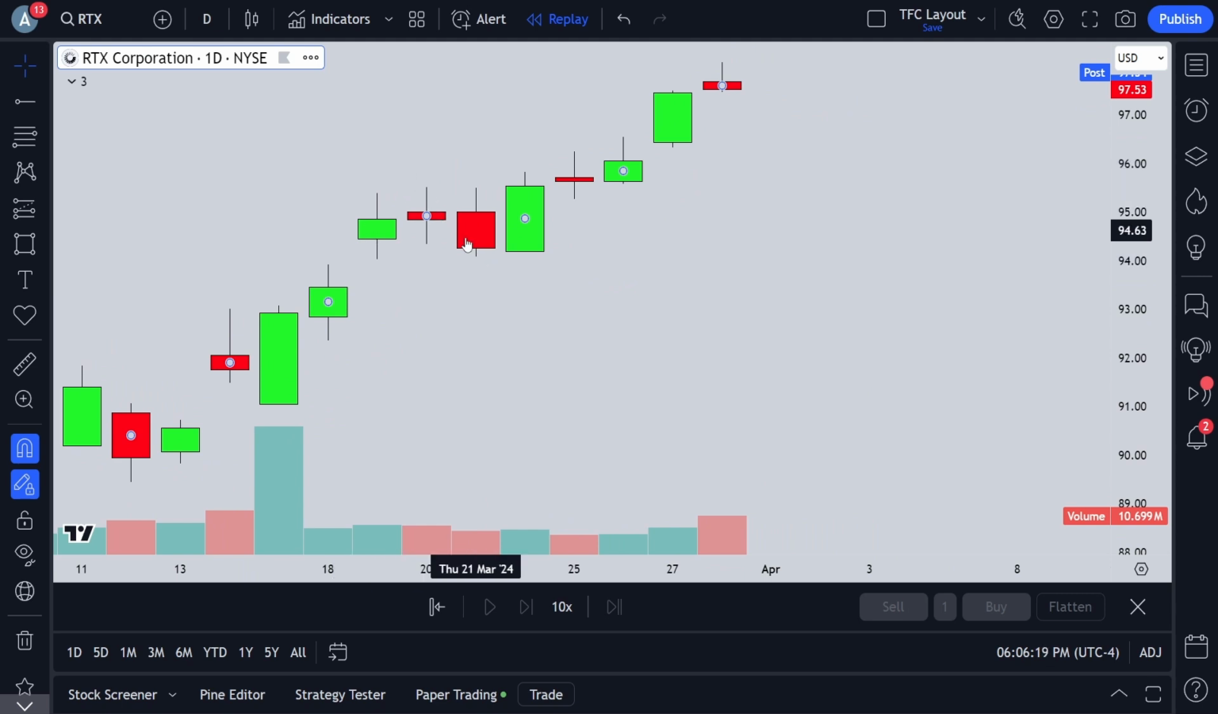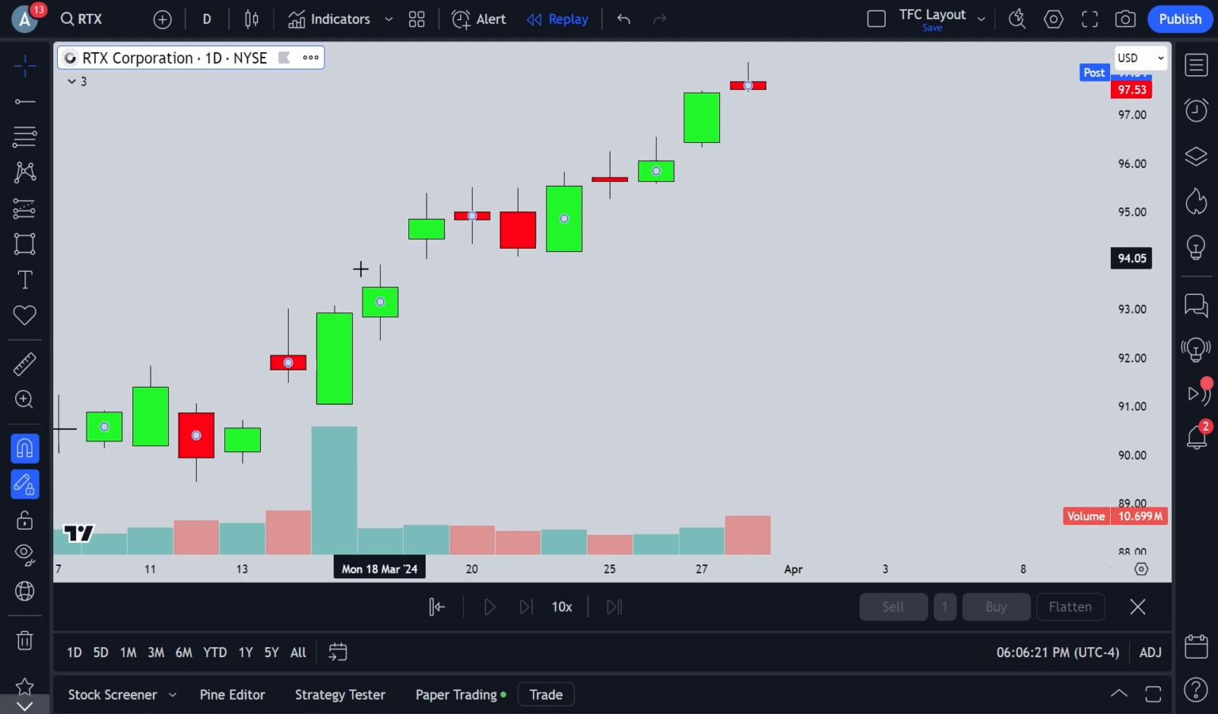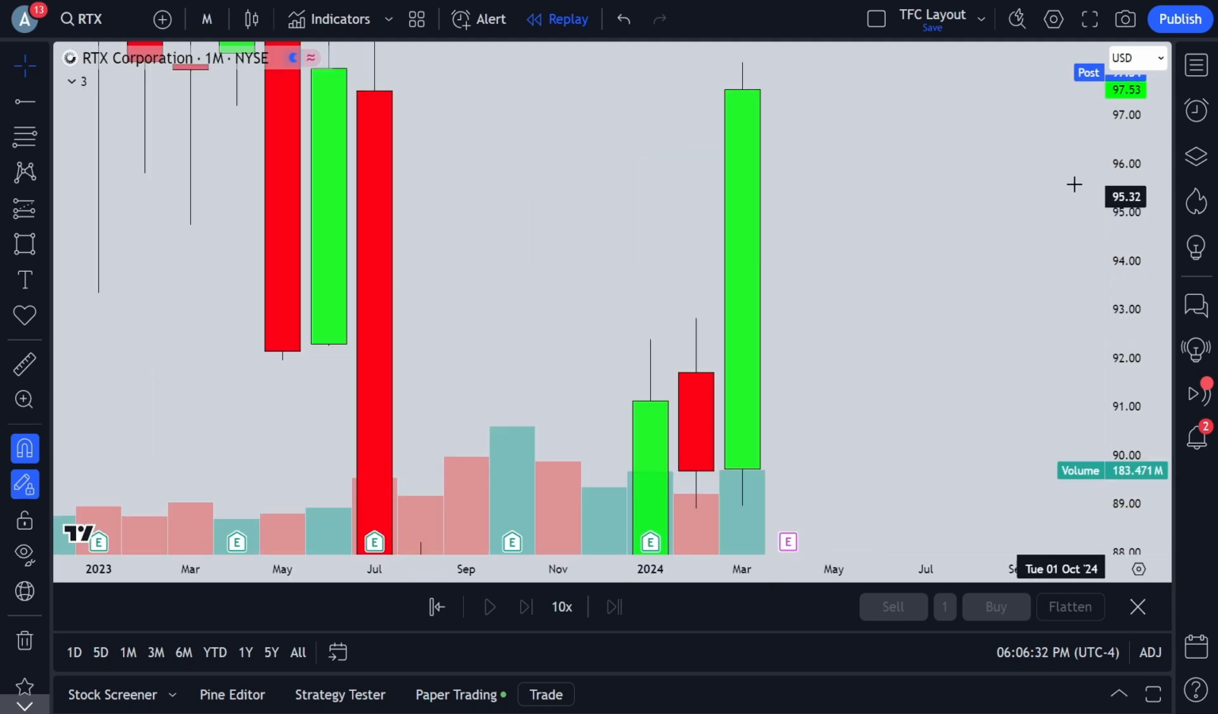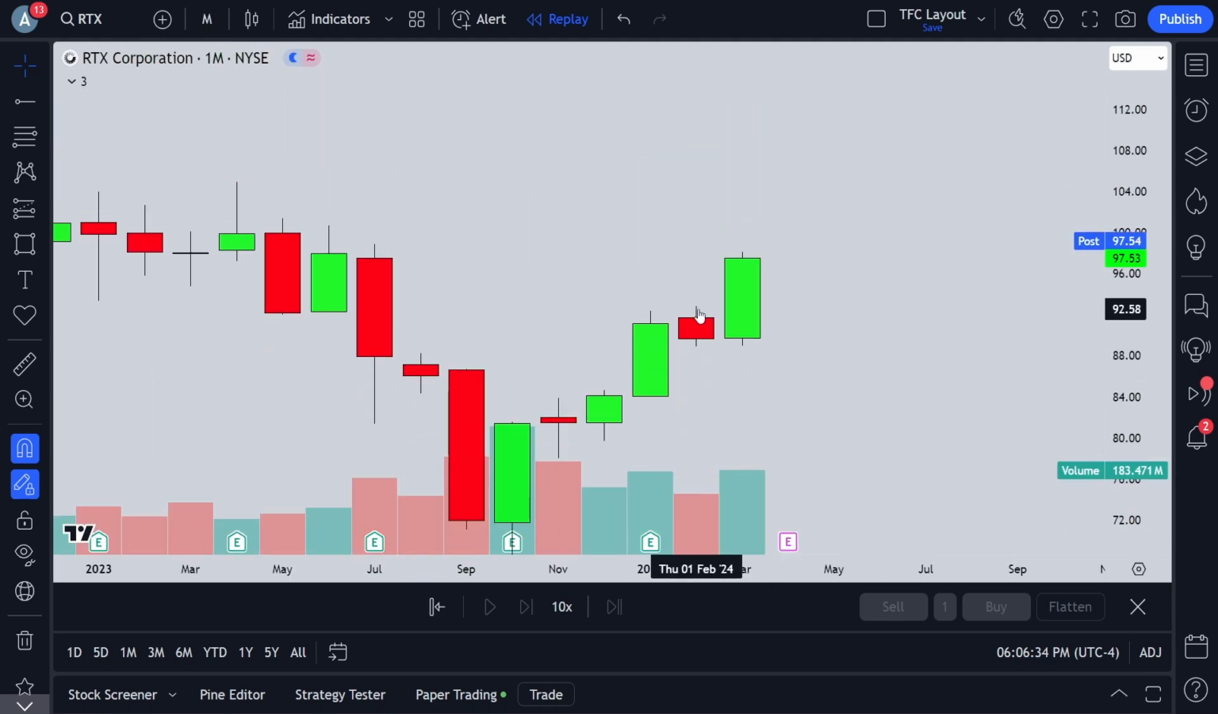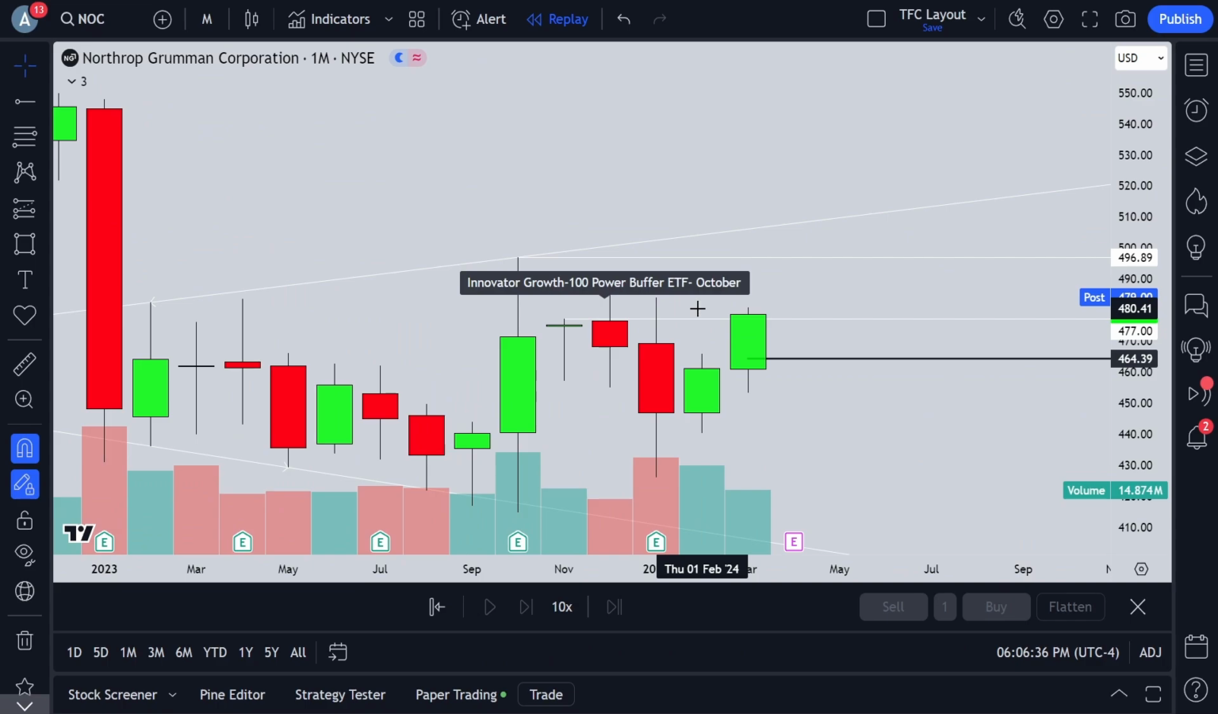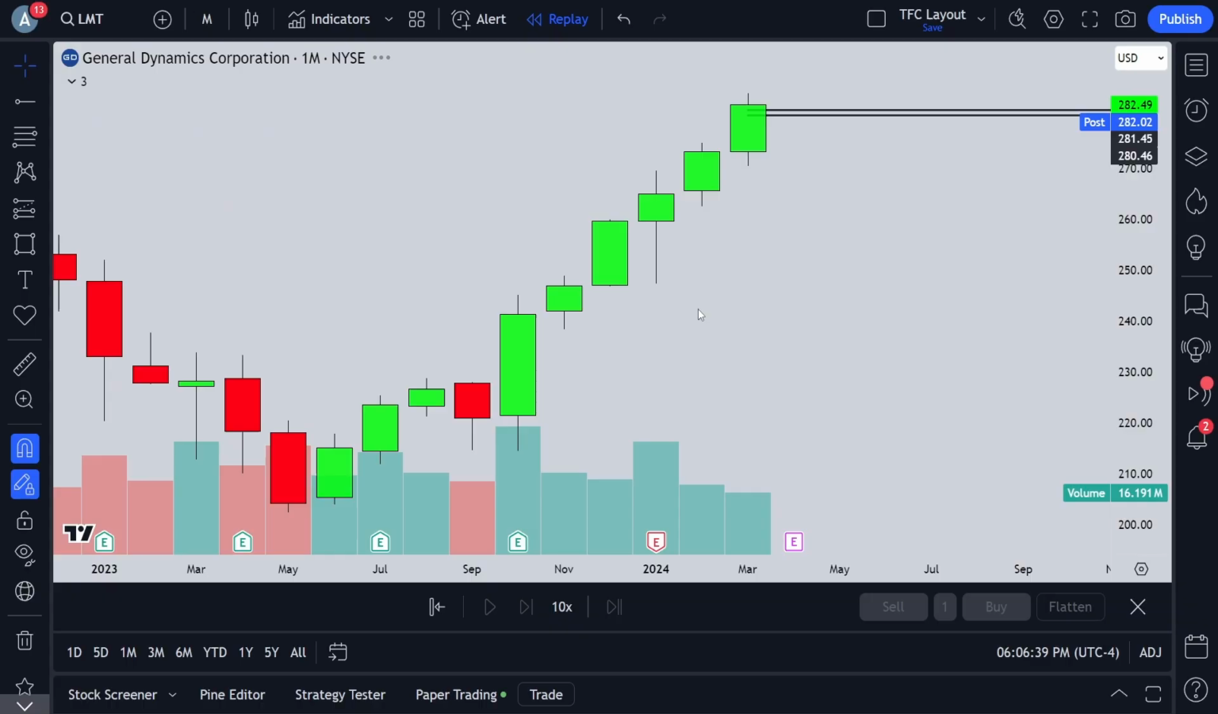They did have some corrective activity, never changing the weekly color, so the buyer is still in here. But we have all this information pointing upwards across all of the big War Machine stocks. So we call this a simultaneous break, where they're all breaking last month's highs simultaneously. RTX, NOC, GD, and LMT.